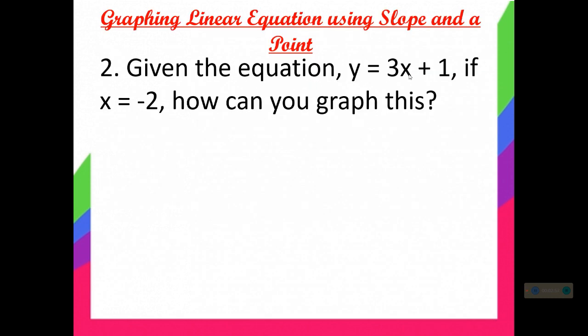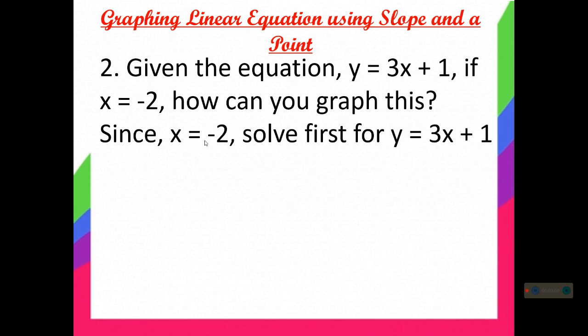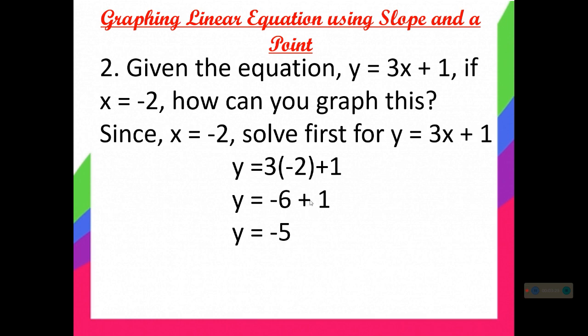Given the equation y equals 3x plus 1, if x equals negative 2, how can you graph this? Since x is equal to negative 2, solve first for y equals 3x plus 1. We have y equals 3 times negative 2 plus 1. Solve first 3 times negative 2, so y equals negative 6 plus 1. Then solve negative 6 plus 1, so you will have y equals negative 5. The obtained point here will be (negative 2, negative 5).